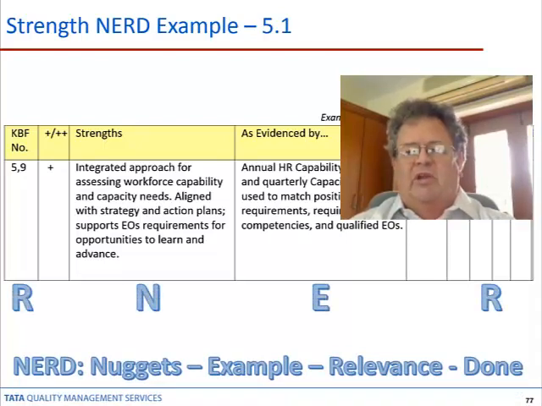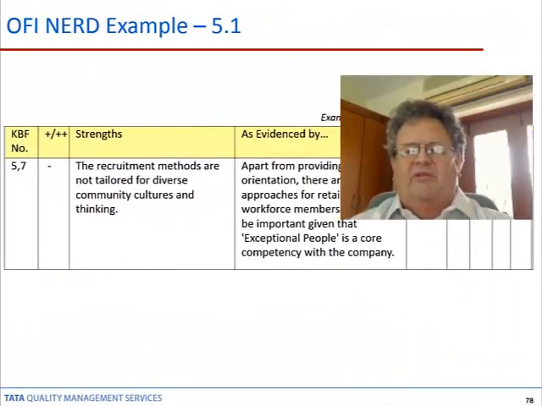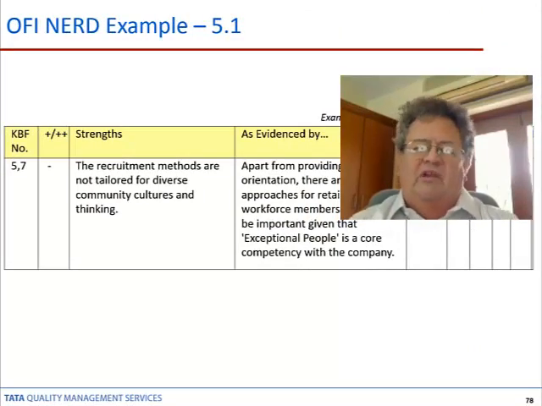In this particular case, we continuously are trying to stress the term NERD for nuggets, example, relevance, and done. General observation is that the nugget is the most important thing. It's the shortest statement you can make that actually conveys what it is you want to convey. The E and the R part are what you put on if you need to, but you do have people focus on the nugget part of the NERD process. So it's nuggets, example, relevance, and then you're done.